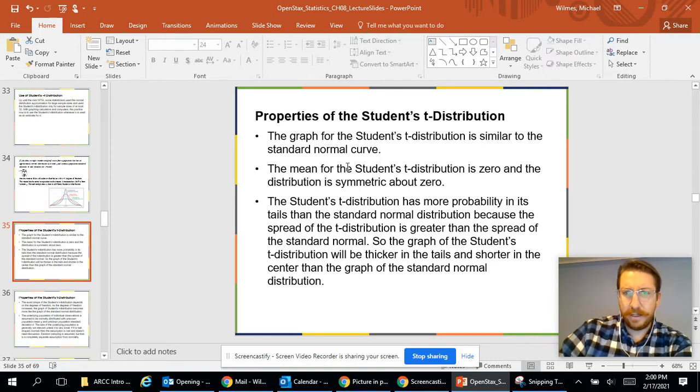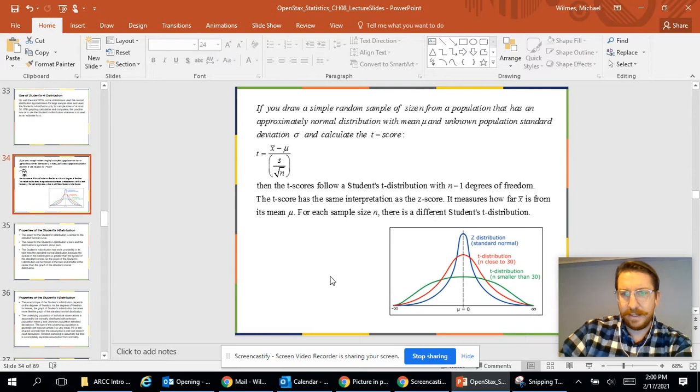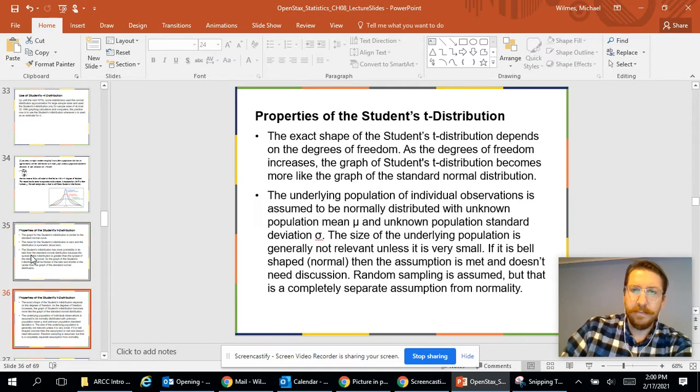So it's similar to the normal curve. It's symmetric about 0 right down the middle. And it has more in the tails than the normal curve. So it has more on the sides. And the exact shape depends on the sample size, otherwise known as our degrees of freedom.